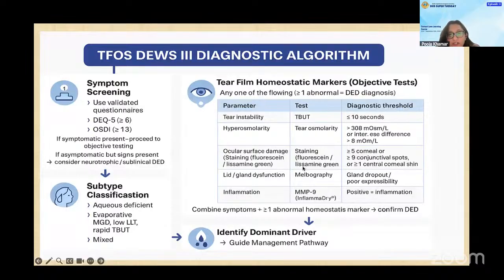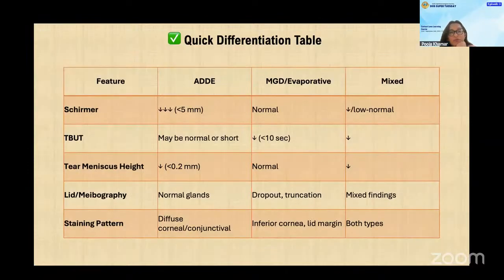If you have done a good TBUT staining and meibography test, it gives you most of the important drivers, and based on that, you can identify the dominant driver to guide the management pathway. So that's how it helps. And if you're dealing with a classic patient of dry eye, this is how the algorithm should be.